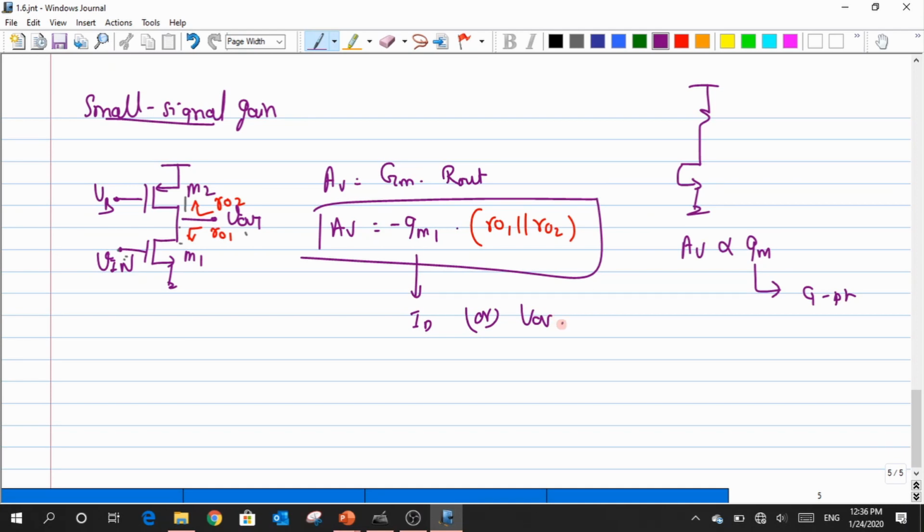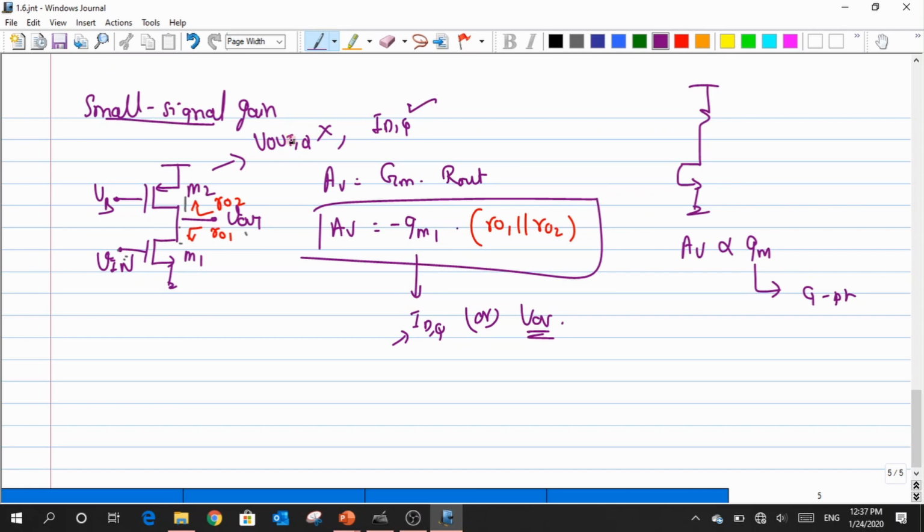And the second point is, who is defining this ID, the Q point, in this entire circuitry? M1 or M2? M2, right? So in that case, I cannot use this VOV concept of my M1, because M2 is not defining the Q point at the output. It is not defining my Vout Q. But what it does is that it defines my IDQ. It only defines that.